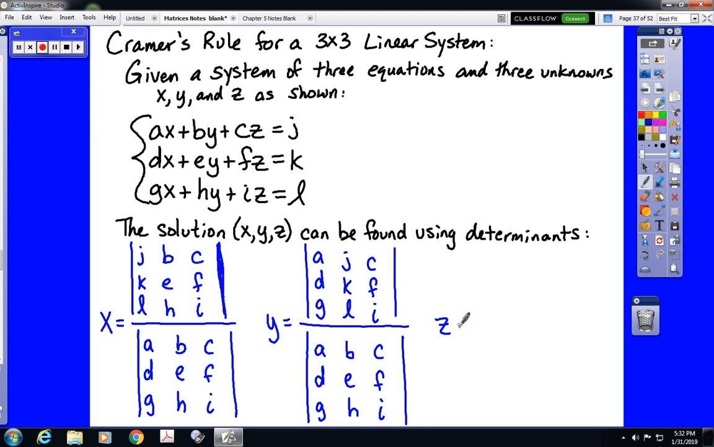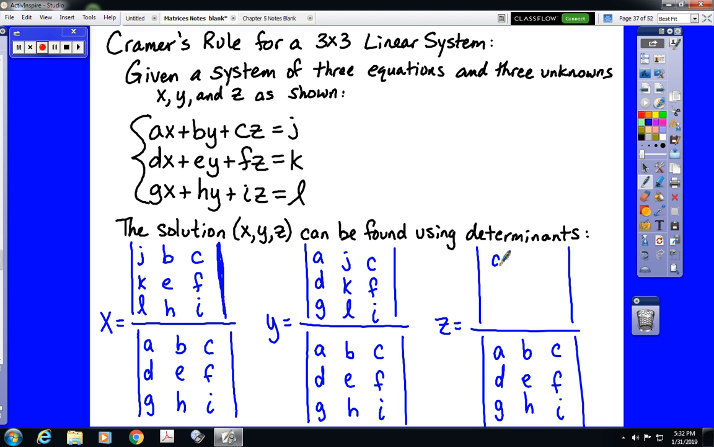Then we have a third one we have to do for z. Same deal. The bottom is going to be our coefficient matrix, so our x coefficients in the first column, our y coefficients in the second column, and our z coefficients in the third column. And when we go to the top, the x and the y columns will be intact, and the z column will be replaced with the answers j, k, and l.